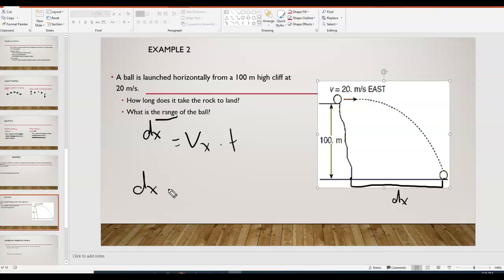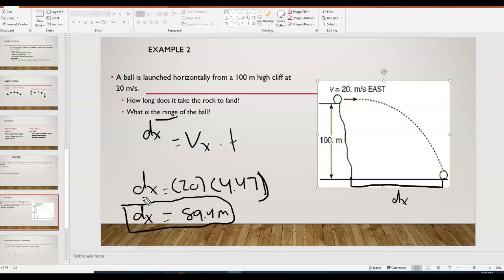There's only one equation for dx. And now this is very simple to do because we have Vx, we found that before, that's 20 meters per second. And now we have t, that's 4.47 seconds. That's the parentheses, it's hard to tell, but that is parentheses. If you multiply those two, you should get 89.4 meters, and that's going to be our range. That's going to be dx, and that is the answer to example 2, part B. So pause it there if you need to take a look at that.